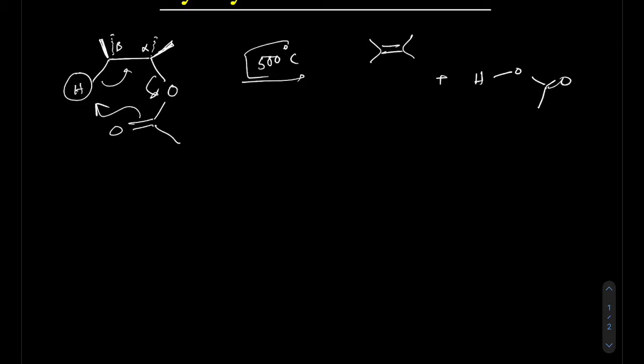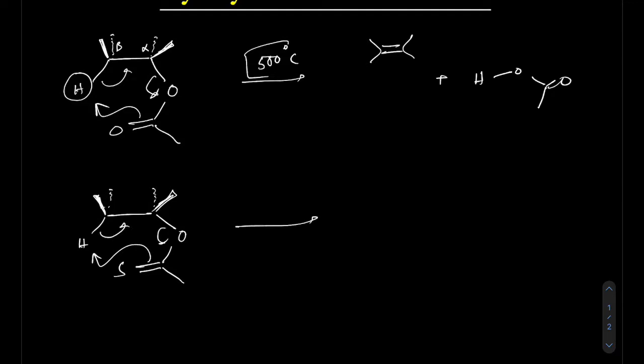A little modification is the xanthate ester, which looks similar to the previous one, just with sulfur instead of oxygen. So this sulfur does the same mechanism through a six-membered transition state, and it undergoes reaction at a lower temperature, 200 degrees centigrade, and forms the product as before.